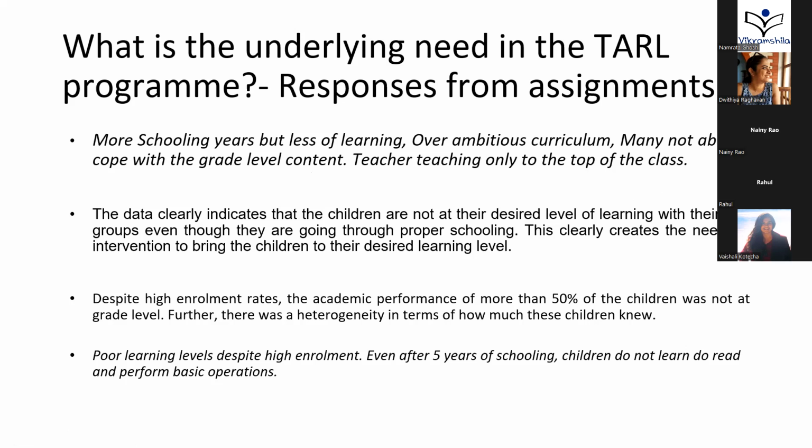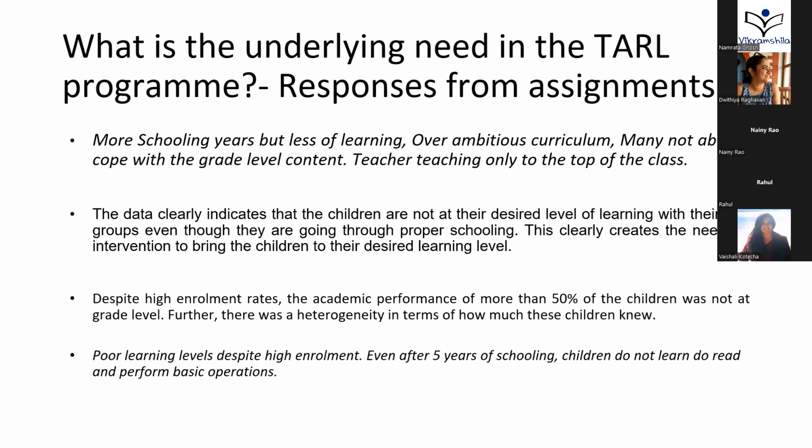Okay, let's look at the next one actually. The second person has said, data clearly indicates children are not at the desired level of learning for their age groups, even though they're going to proper schooling. This creates the need for the intervention, right? And third is, despite high enrollment rates, the academic performance of more than 50% of children was not at the grade level. And another important aspect that is brought out in this particular response is that there is a heterogeneity in terms of how much these children knew, right?